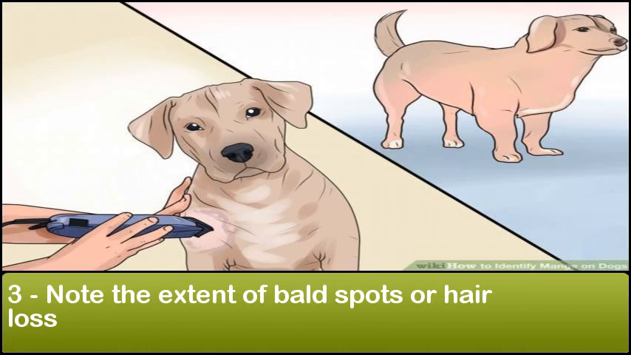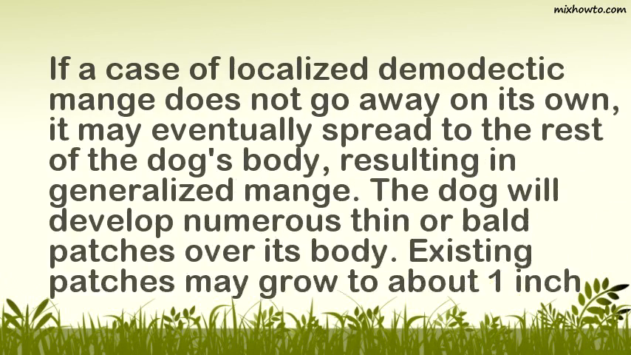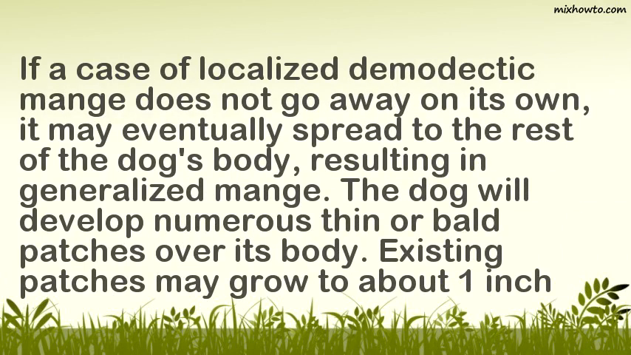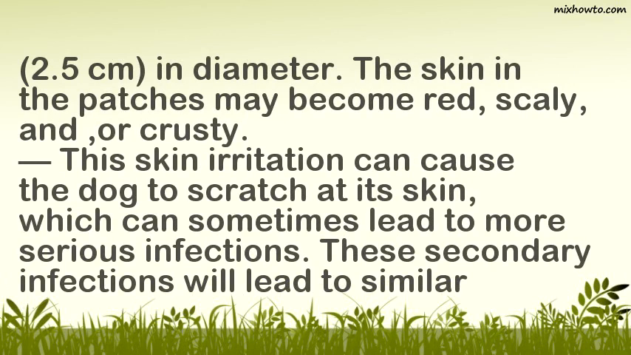3. Note the extent of bald spots or hair loss. If a case of localized demodectic mange does not go away on its own, it may eventually spread to the rest of the dog's body, resulting in generalized mange. The dog will develop numerous thin or bald patches over its body. Existing patches may grow to about 1 inch, 2.5 centimeters in diameter.